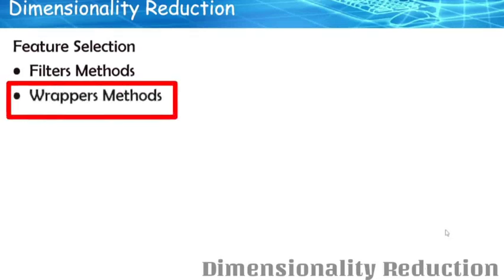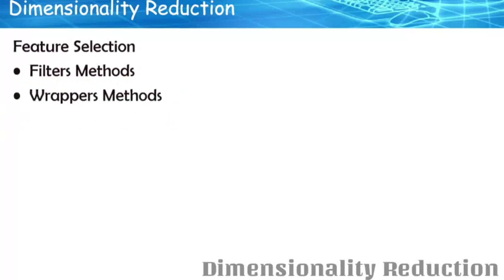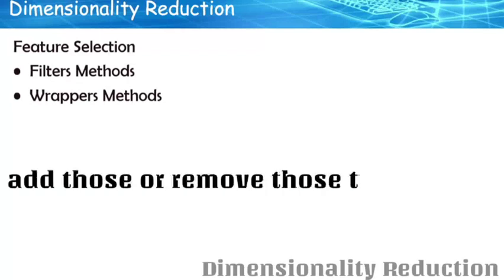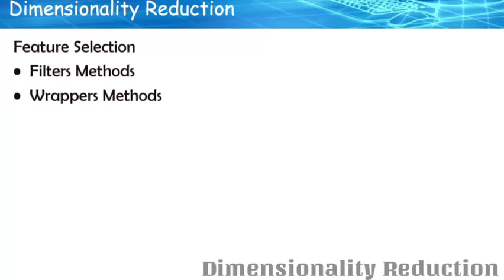And next is the wrapper method. The wrapper method has the same goal as the filter method, but here it takes a machine learning model for its evaluation. In this method, some of the features are fed to the machine learning model, which evaluates the performance. Then, based on the performance, it decides whether to add those features or remove them to increase the accuracy of the model. Basically, reduce the complexity and get an appropriate accuracy.